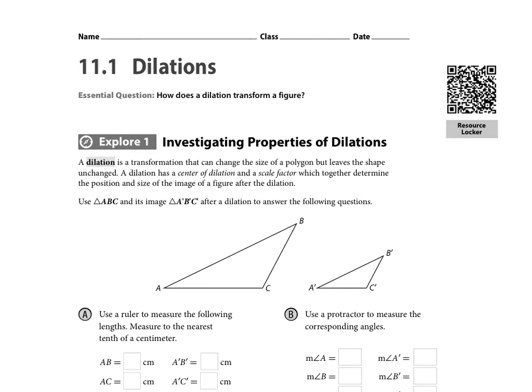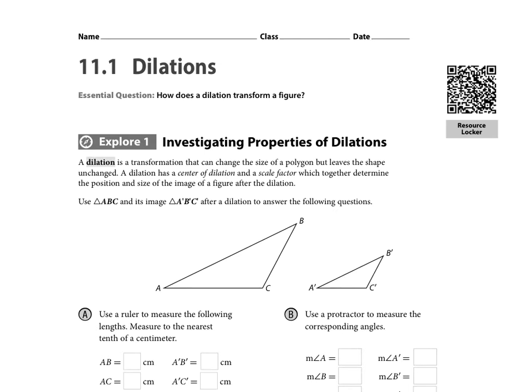a dilation. Now, a dilation is a transformation, as you can see here in the definition, a transformation that changes the size of a polygon but leaves the shape unchanged. So that means it gets bigger or smaller, but it doesn't distort the shape of the image at all.